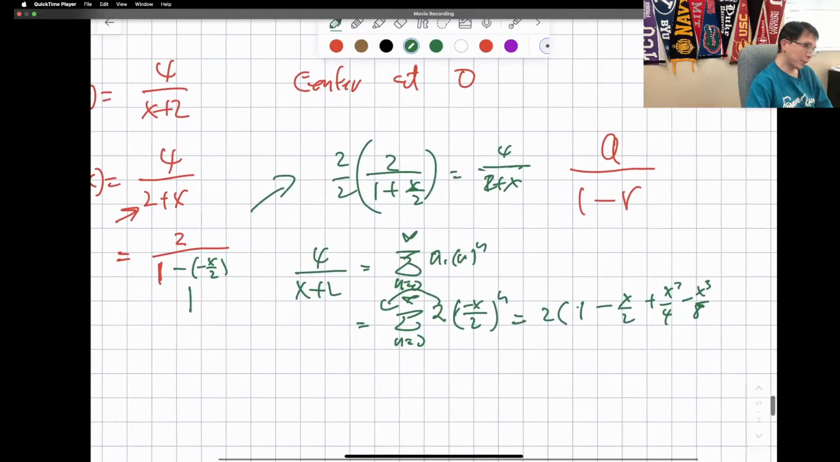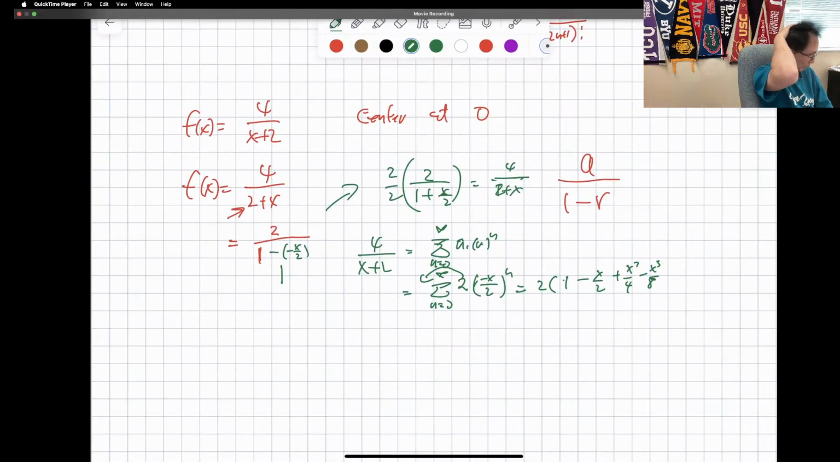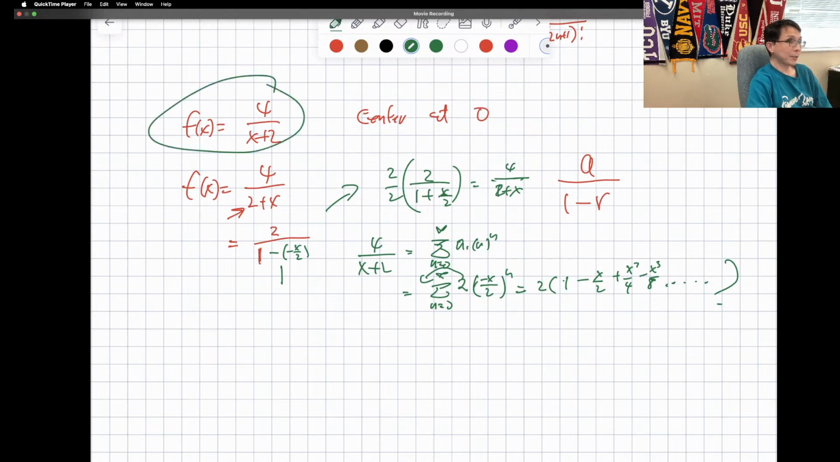So you can represent it using a power series like this. R doesn't have to be a constant. R can be a variable. Because remember with the 1 minus. Oh, you're right. Yeah, you're right. So that's how you find the power series of this.